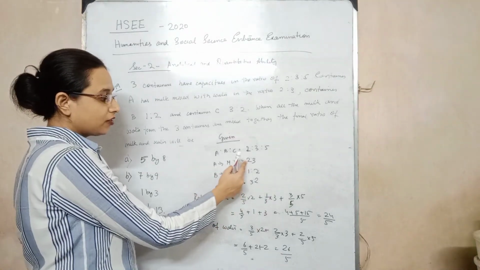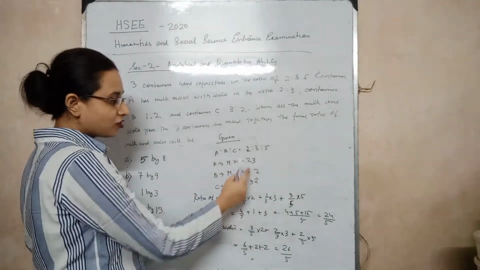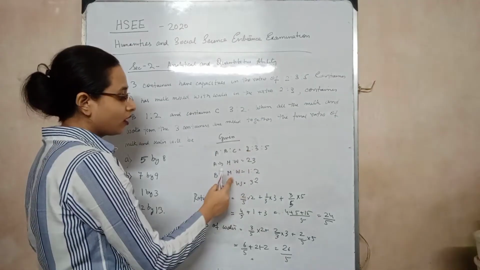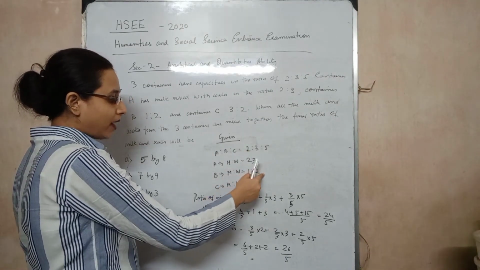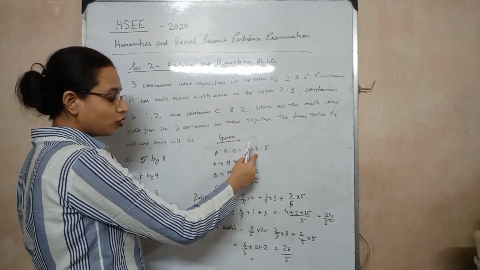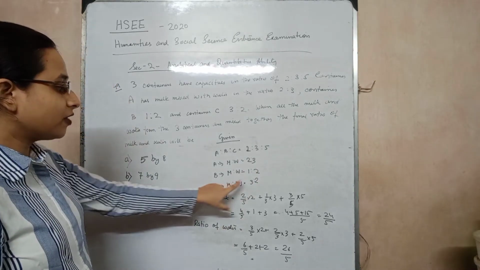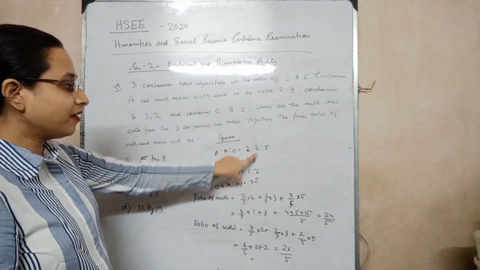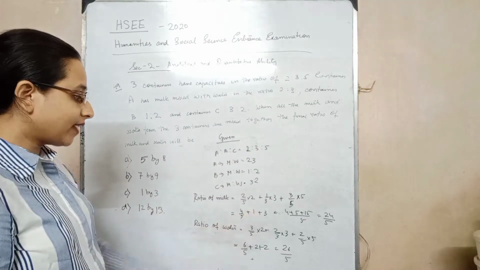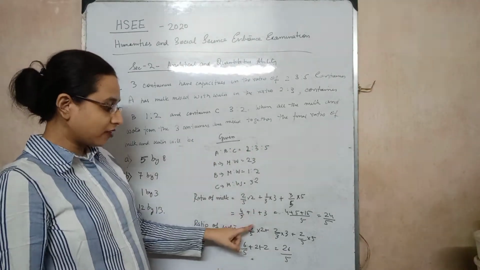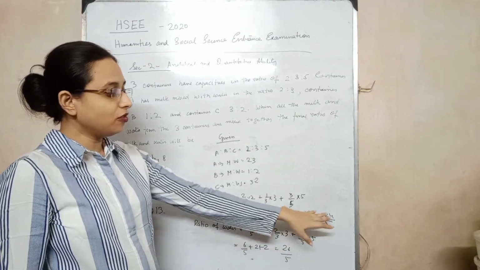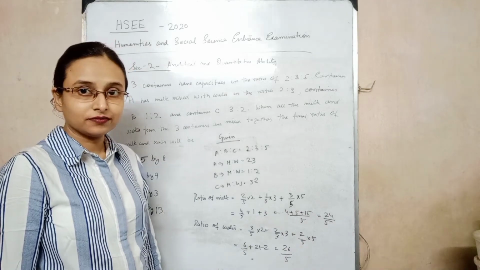Milk is 2/5, which is the total, into 2. For B, 1/3 into 3. For C, it will be 3/5 into 5. So adding that, we get 4/5 + 1 + 3, which gives you 24/5.